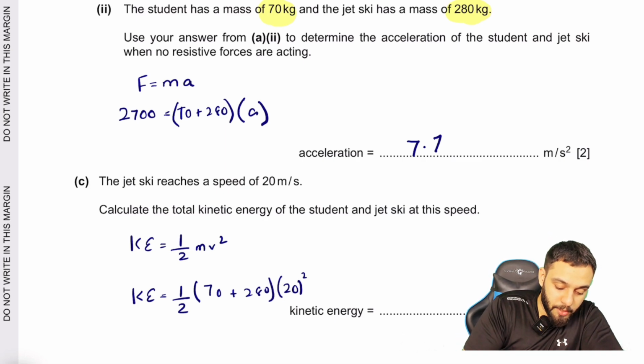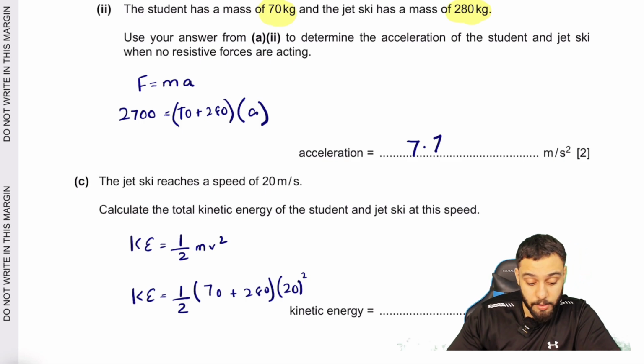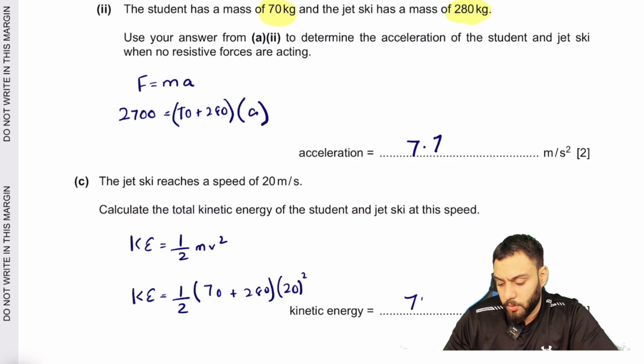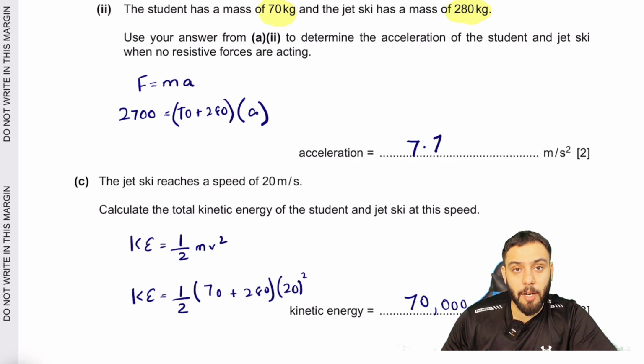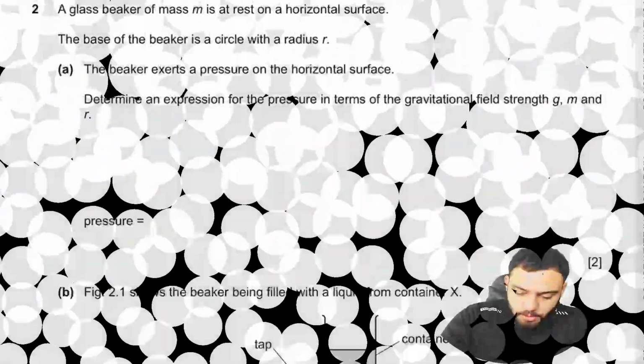So I'll just put everything in a calculator. Half times 70 plus 280, put it in a bracket, and then times it by 20 and then square that. We would get the value of kinetic energy as 70,000. So that's a very neat answer. So 70,000 joules is going to be my kinetic energy for this. That's question number 1.